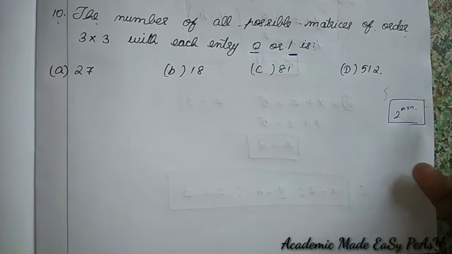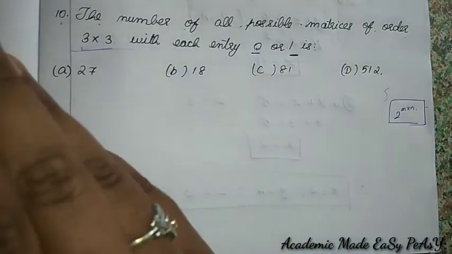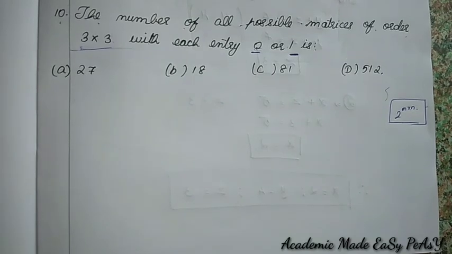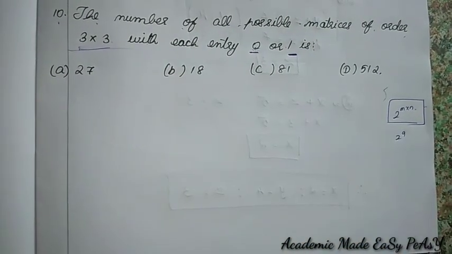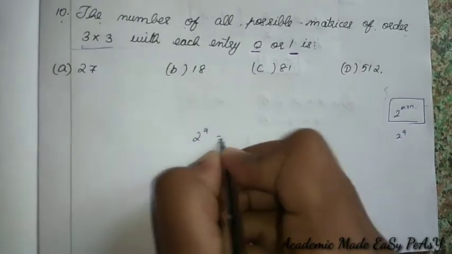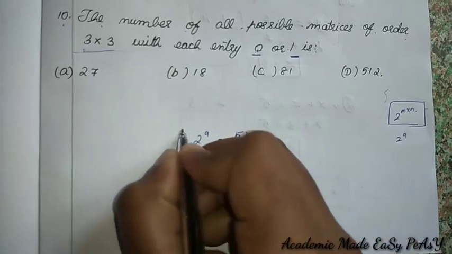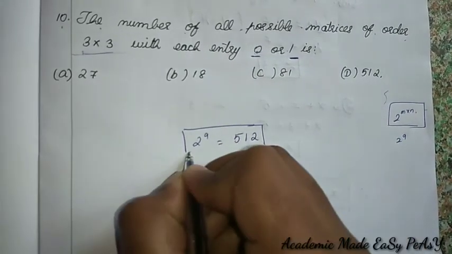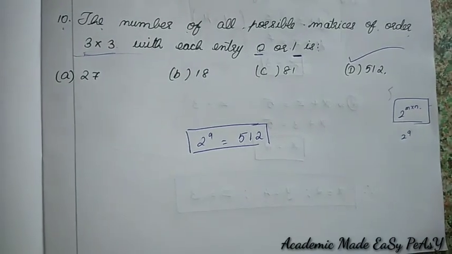The power will be the order of the matrix. What is the order of the matrix? It is 3 by 3, so the total number of elements will be 9. So I have to take 2 power 9. 2 power 9 means the answer will be 512. So this is my answer. So option D is the correct option.